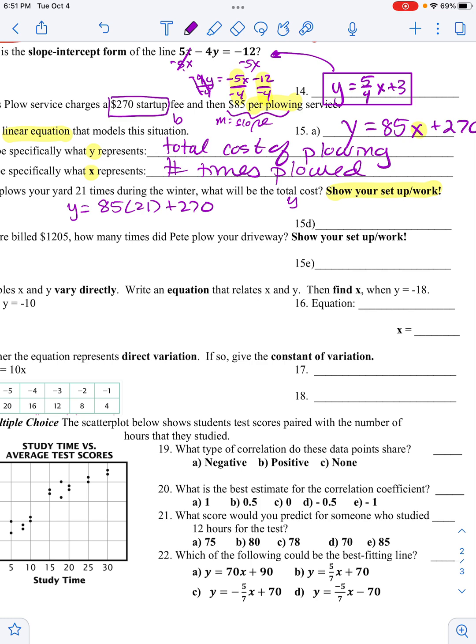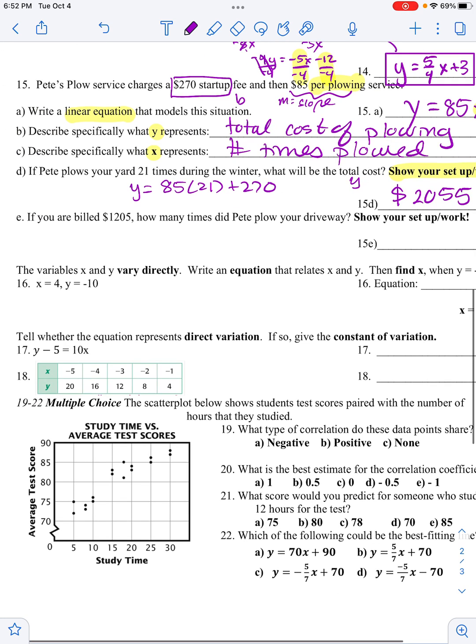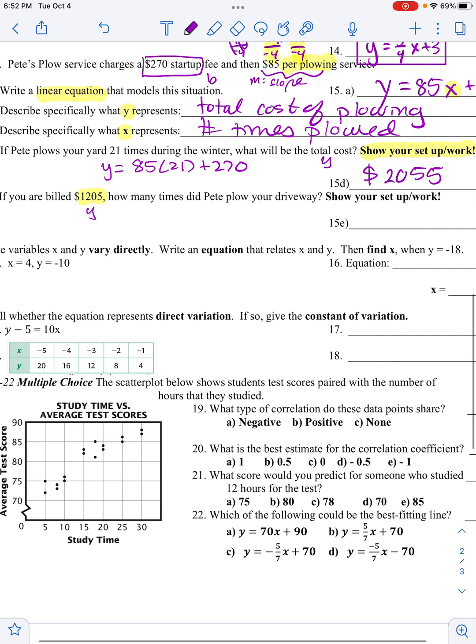But show what you did, and that way if you get it wrong, you don't lose all the credit, and I am going to be giving you part credit for showing that so I can see what you're doing. Since it's asking for total cost, I'm going to label it with a $ sign, and that is the number I'm getting. If you are billed 1205, so that is actually the outcome, that is actually the y. How many times did Pete plow the driveway? I'm going to circle this, so I'm going to go back and change that on the Word doc. Okay, so I'm going to end with 1205.